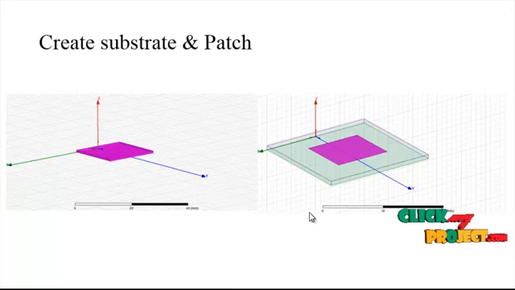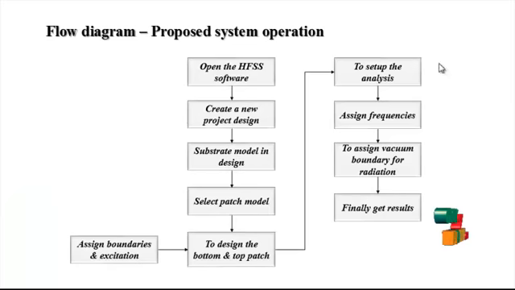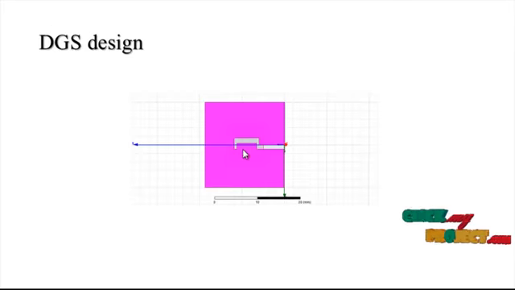This is the process of creating the substrate and the patch, and then designing the bottom and top. Here we use the top model, and here the bottom model is like a DGS, that is a defected ground structure. By using the U slot, this is the DGS design. The U slot design will be displayed in the ground plane. So here we have the substrate, top and bottom. The top antenna is a patch antenna, and at the bottom we use the defected ground structure.